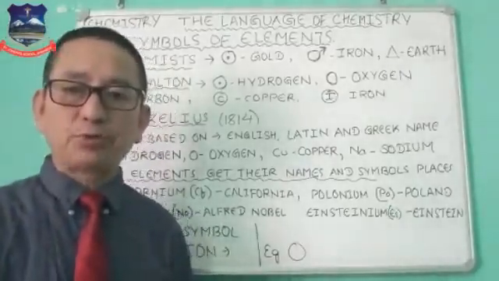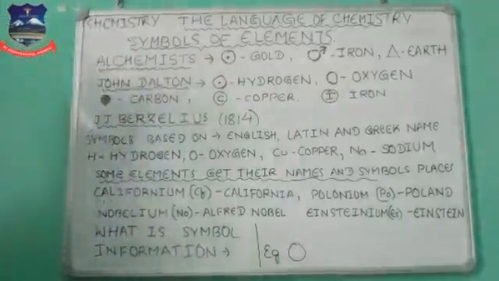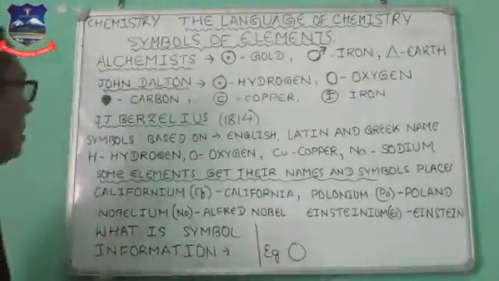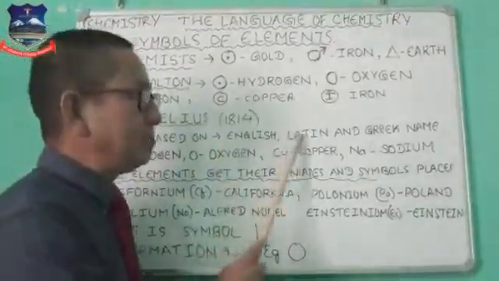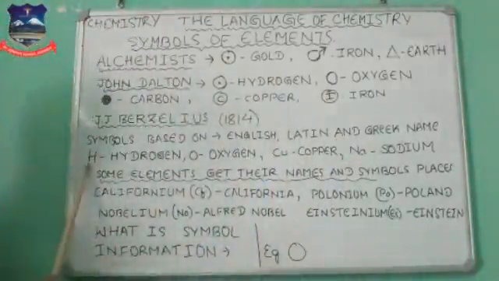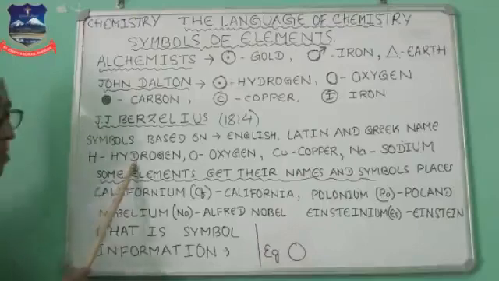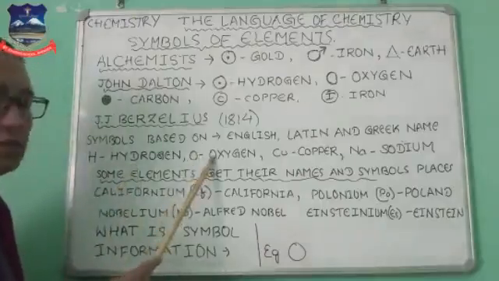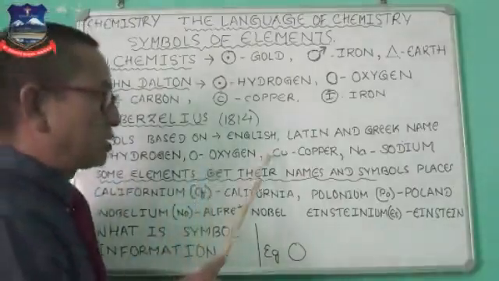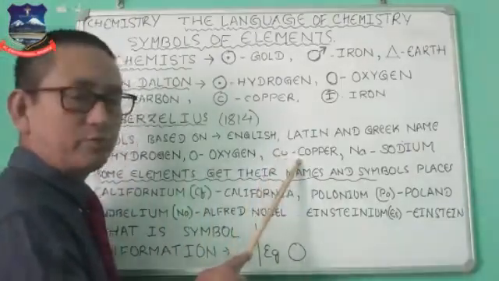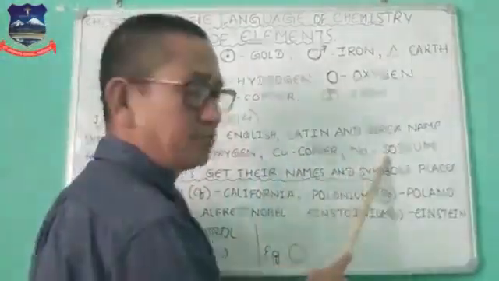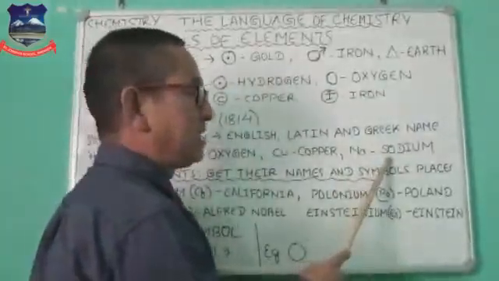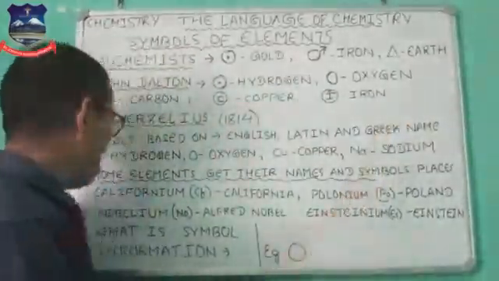Nowadays, IUPAC approves names of elements. Symbols of the elements are based on English names, Latin names and Greek names. Like H is the symbol for hydrogen, which is based on the English name. O is the symbol for oxygen, which is based on the English name. Cu is the symbol for copper, which is based on the Latin name, that is cuprum. Na is the symbol for sodium, which is based on the Latin name, that is natrium, and so on.